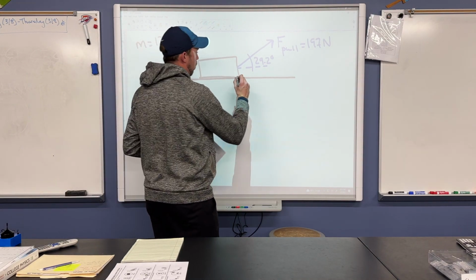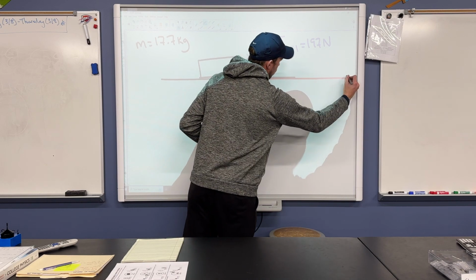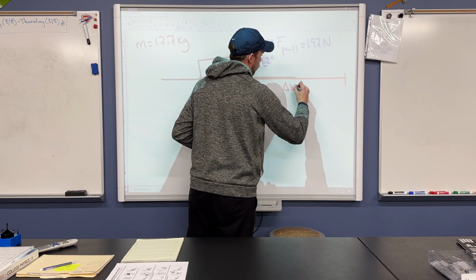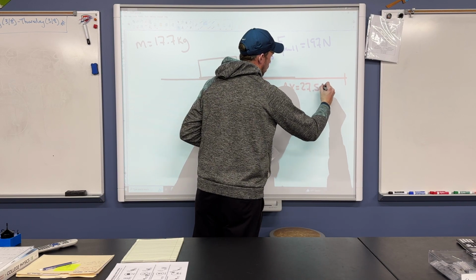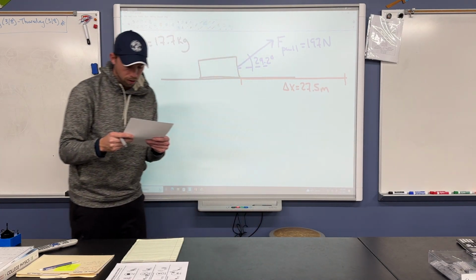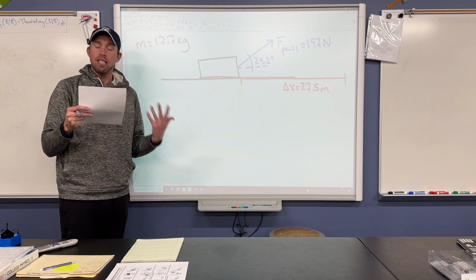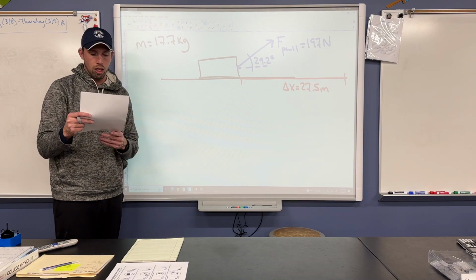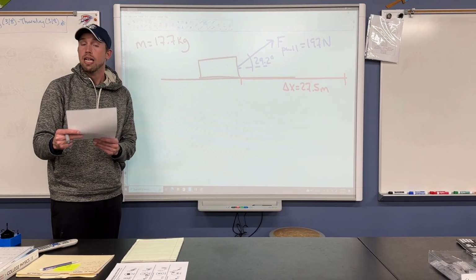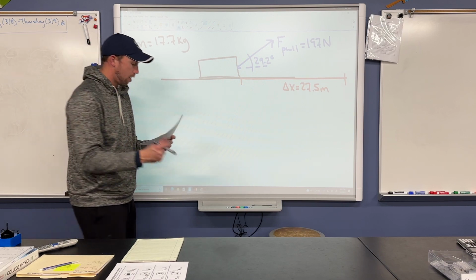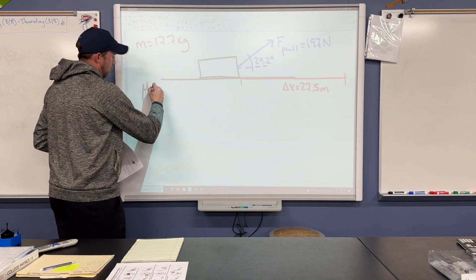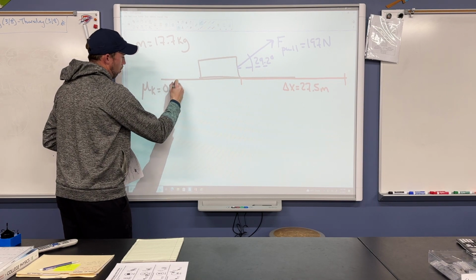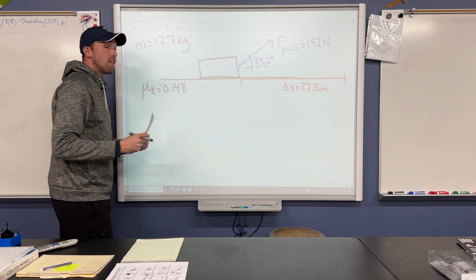So again, picture not really drawn to scale here. The block travels a displacement of 27.5 meters. I'm just taking into account all of our numbers here. And we're told that there is some friction on the surface, so I'm making sure I read this correctly. We're given the coefficient of kinetic friction, mu K, which is 0.148.